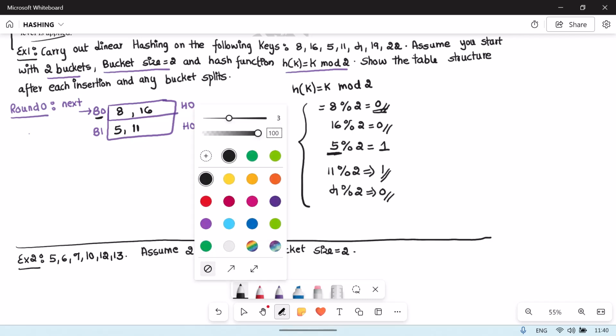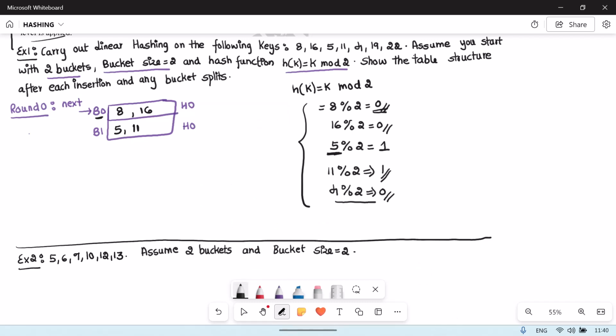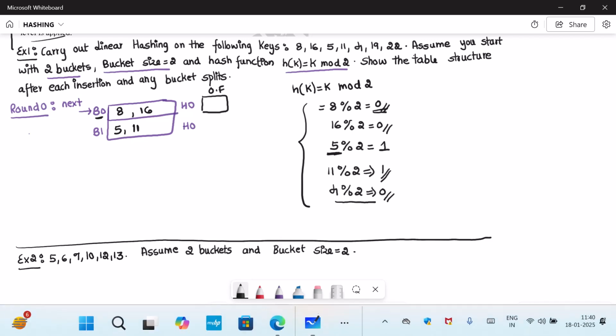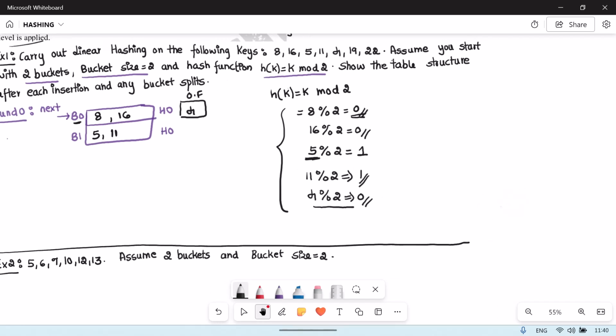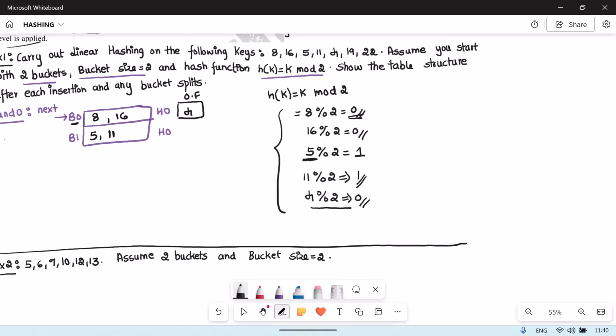Okay, so this one is overflow one. Overflow has happened here, so I'll write overflow. The value 4 has caused the overflow. Now what you're supposed to do is split the bucket. Okay, how do you split the bucket? You can't randomly split the buckets.